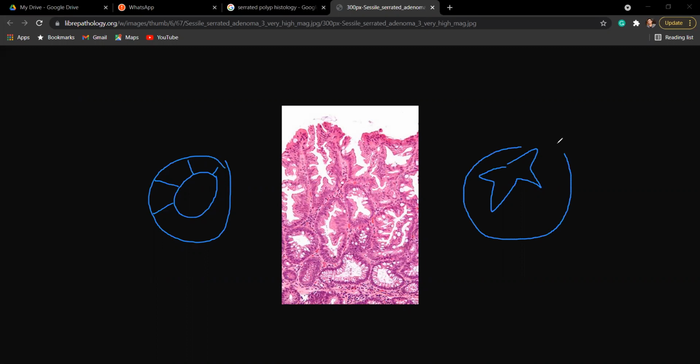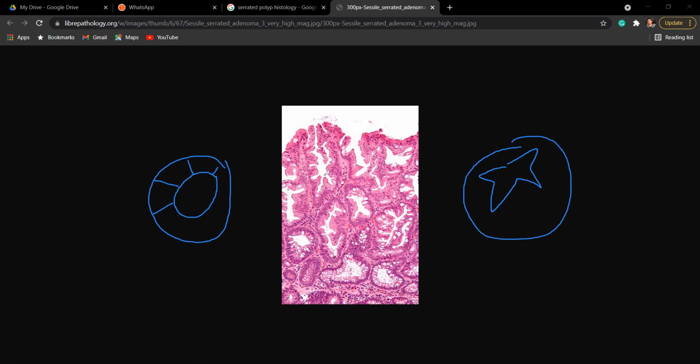This is a crypt in case of a serrated polyp. As you can see, you have so many branching-like structures within the crypt, and some of them are star-like structures, right? So whenever you have this type of appearance of a crypt, you can immediately know that the patient has a serrated polyp. Normal crypts are very regular, very circular, right? But in case of a serrated polyp, these crypts will become very branched.